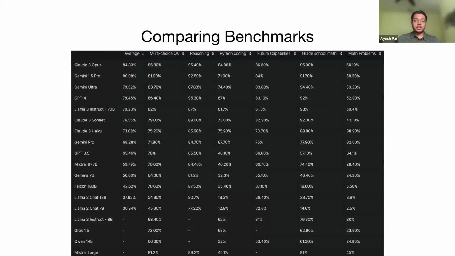Models like Gemini 1.5 Pro, obviously a lot smaller of a model compared to GPT-4, and Llama 3 Instruct 70 billion also have performed really well, particularly in Python coding and future capabilities. And these comparisons provide a comprehensive overview of the strengths and areas for improvement in each model, and really allow you to guide your decisions on picking which LLM is best for you based on which application you're going for. And these benchmarks are available all online. This is just one of the websites that I found.